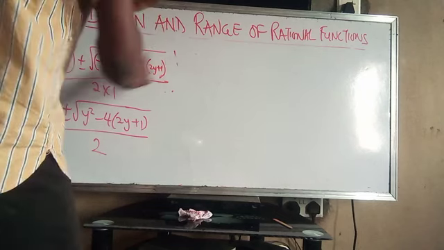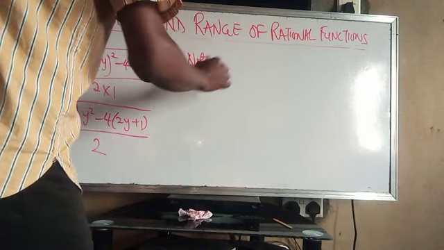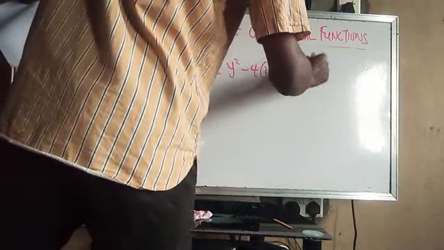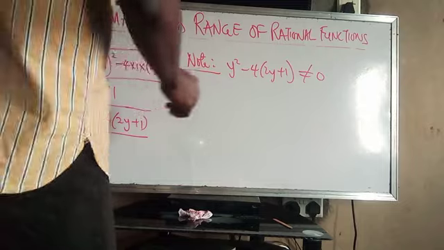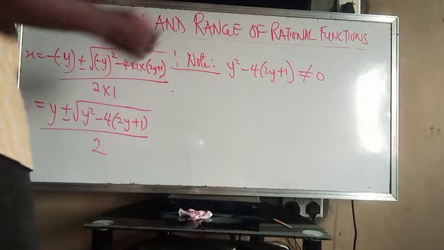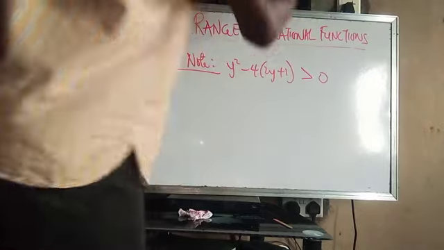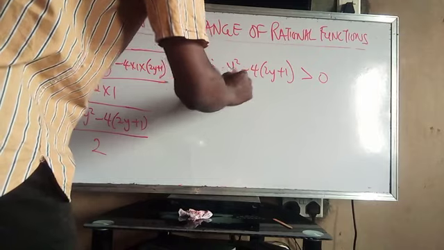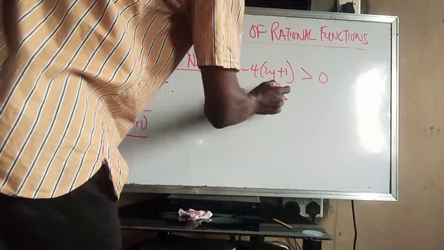So the value in the square root, y squared minus 4 into 2y plus 1, must not be negative. It can be equal to 0, because 0 is a positive value. It must be greater than or equal to 0. So we have y squared minus 8y minus 4 greater than or equal to 0.